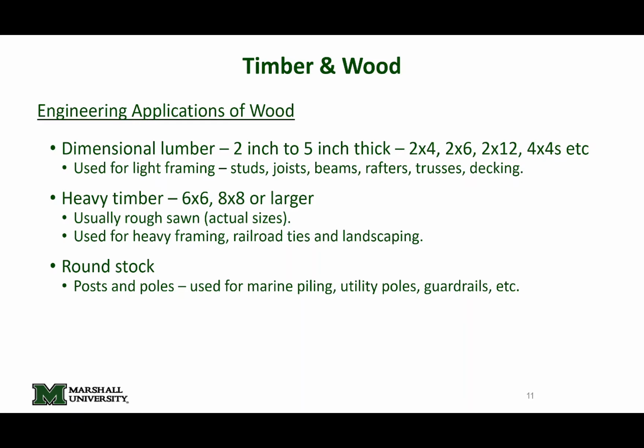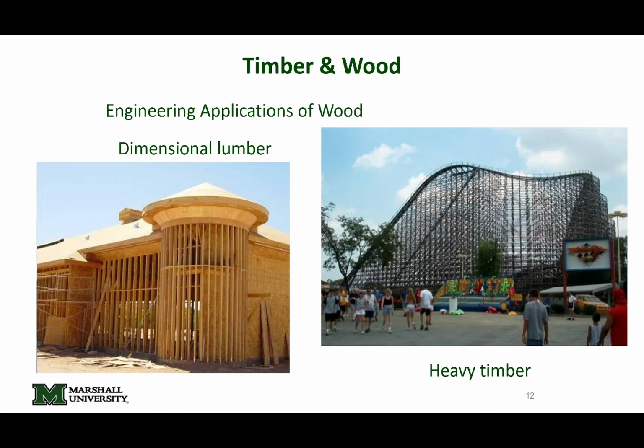And there's different factors that we calculate if we have round cross-sections versus rectangular cross-sections like this. Dimensional lumber, timbers, and round stock are really the three most common products that we use as civil engineers. What do we use lumber for? Well, make a list. You could probably make a pretty extensive one.